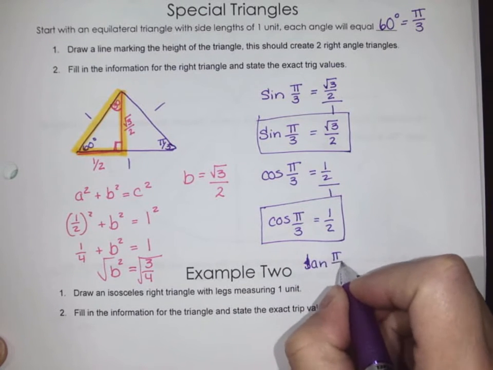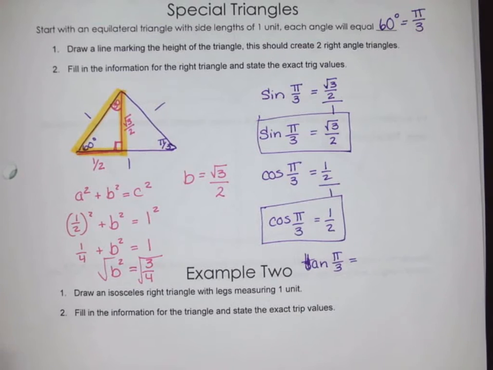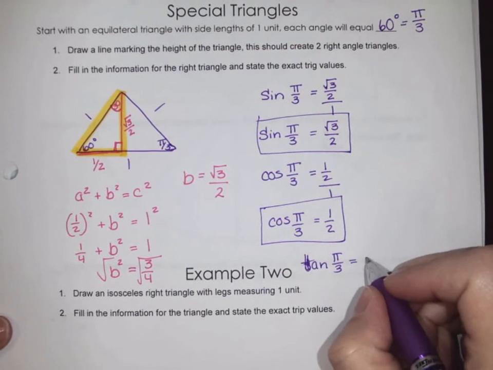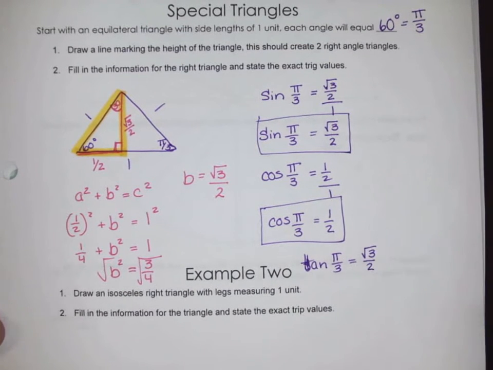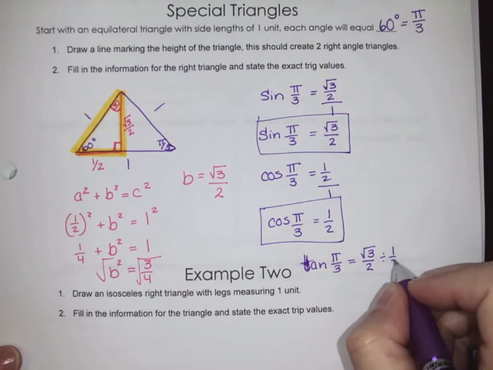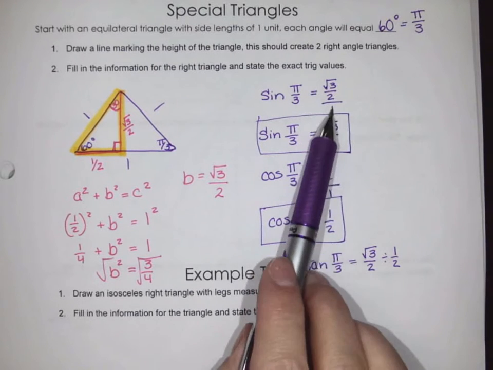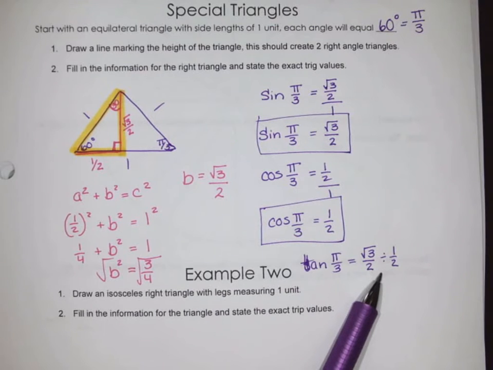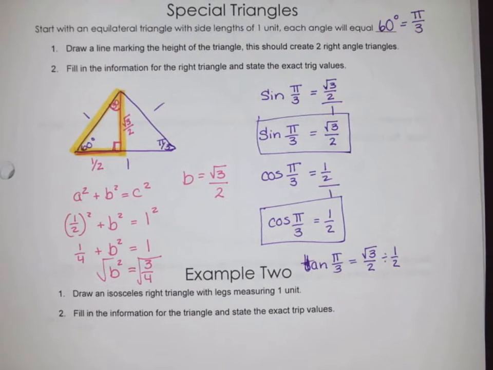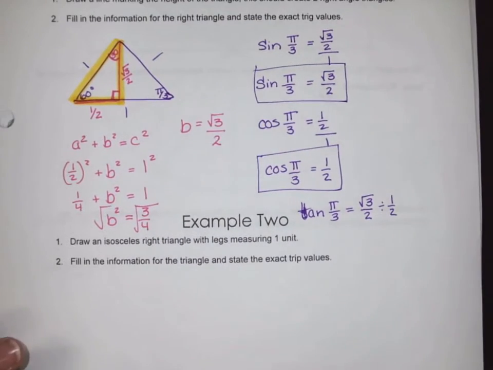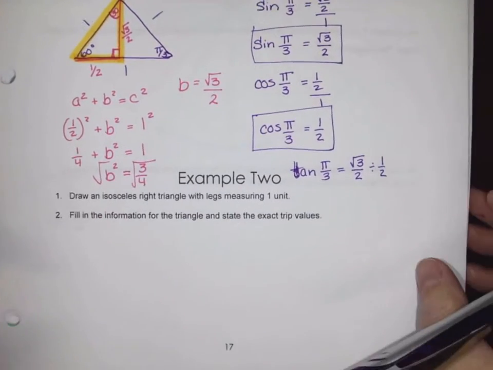Tan of pi over 3 is equal to the opposite side, root 3/2, divided by the adjacent side, which is 1/2. Is it okay that I wrote it as a division instead of a fraction over a fraction? To me, it makes it easier to see what math we're doing. Do we ever divide fractions? Multiply by the reciprocal.